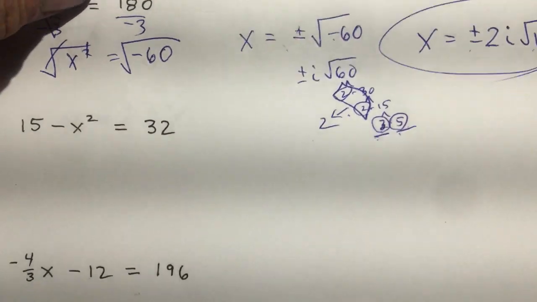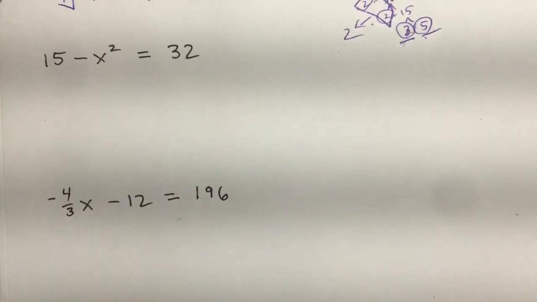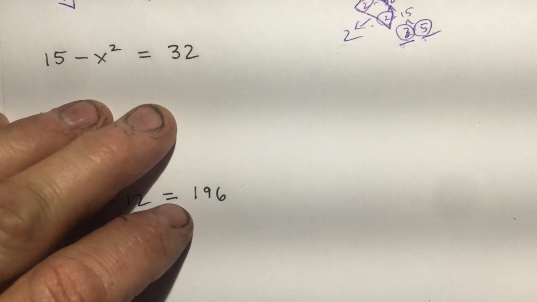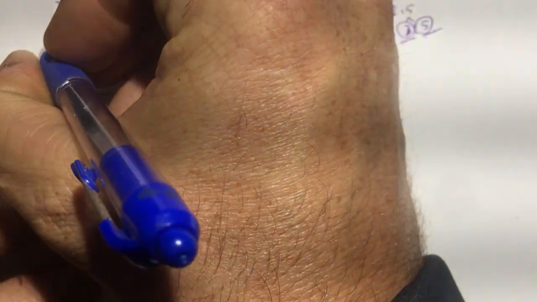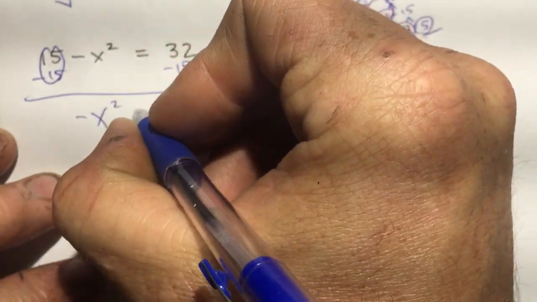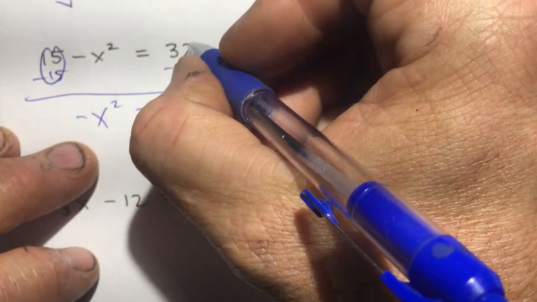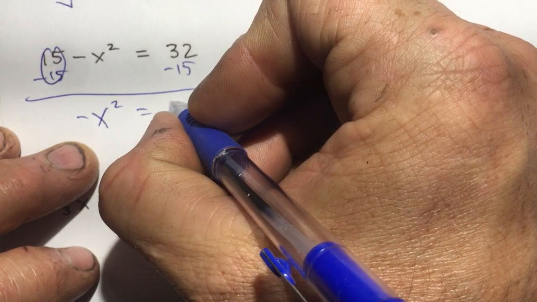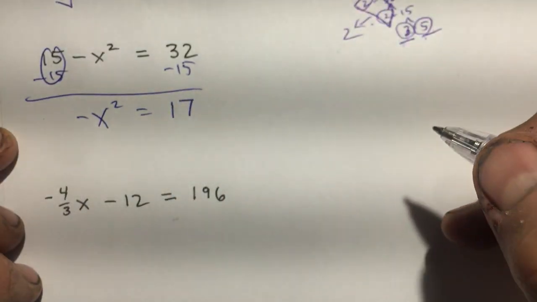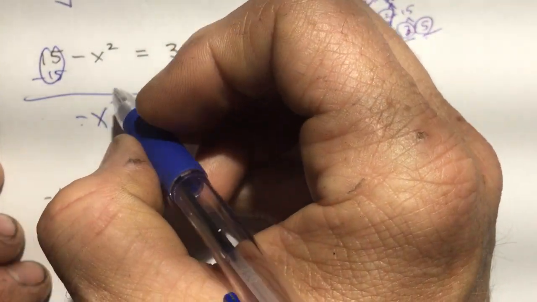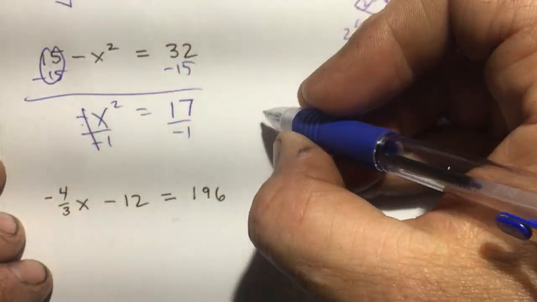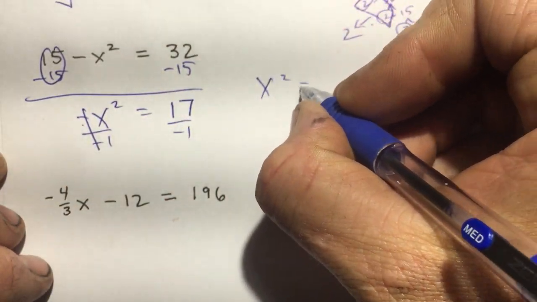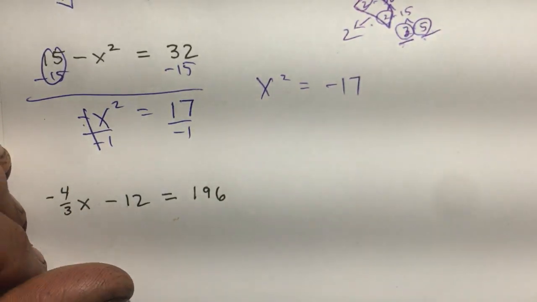Okay, let's go to this next one here. We're solving this, so I'm going to subtract 15 on both sides. That makes this go away, so negative x squared equals, what is this, 17? Okay. Now that's a negative x squared, which means I would divide by negative 1 to make the negatives cancel off. So x squared equals negative 17.